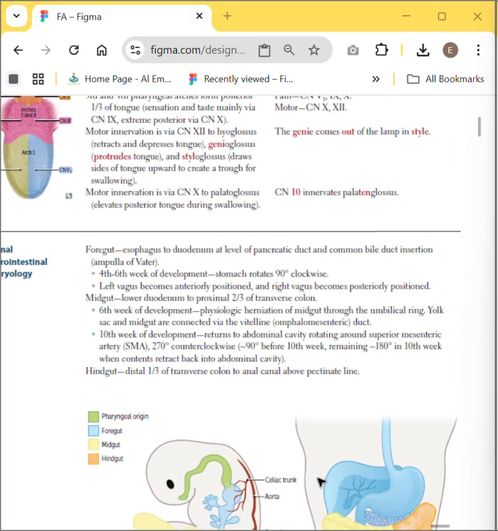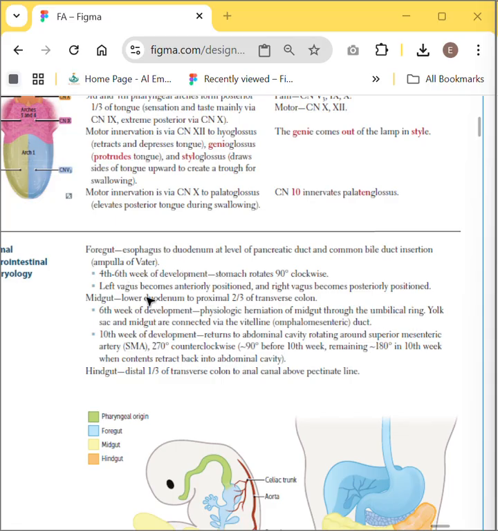Now, look here. The foregut is the esophagus to the duodenum at the level of the pancreatic duct and common bile duct insertion into the ampulla of Vater. So that area where I was talking about, where the foregut basically ends, is where the pancreatic duct and common bile duct insert themselves. This is called the ampulla of Vater. And by the way, if a stone gets lodged in the ampulla of Vater, what are we going to have? You're going to have increased pancreatic juice, and you're going to have bile obstruction. You're going to see that later on.